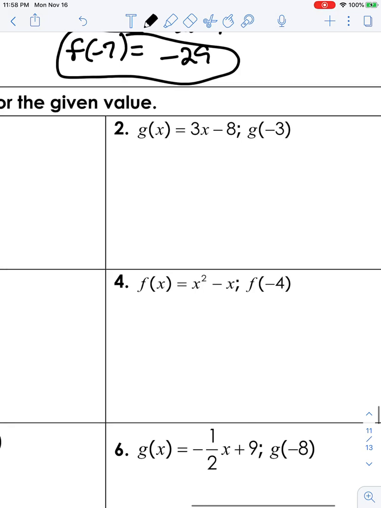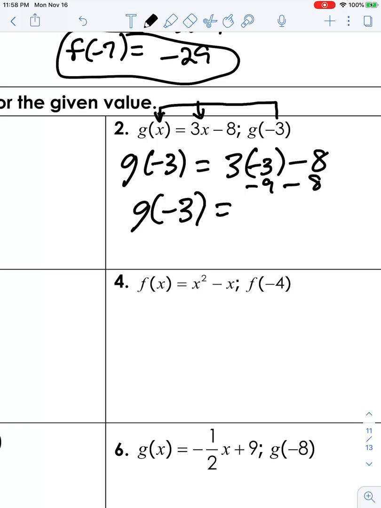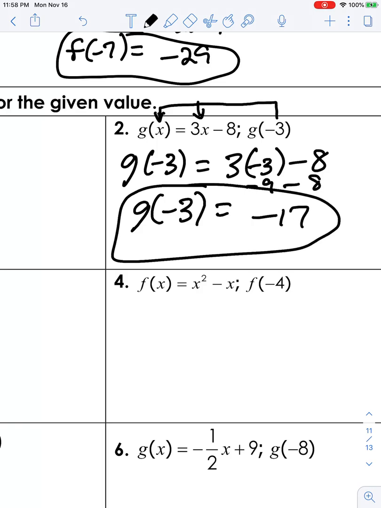All right, number 3. It wants to know what is the answer when you plug negative 3 in for x. So it's going to be g of negative 3, and then literally you just take out the x and put in the negative 3. So when you plug negative 3 in for x, your answer is going to be negative 17.